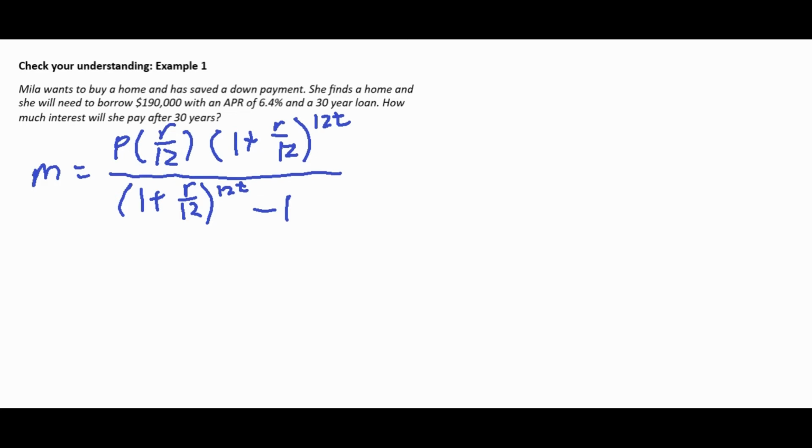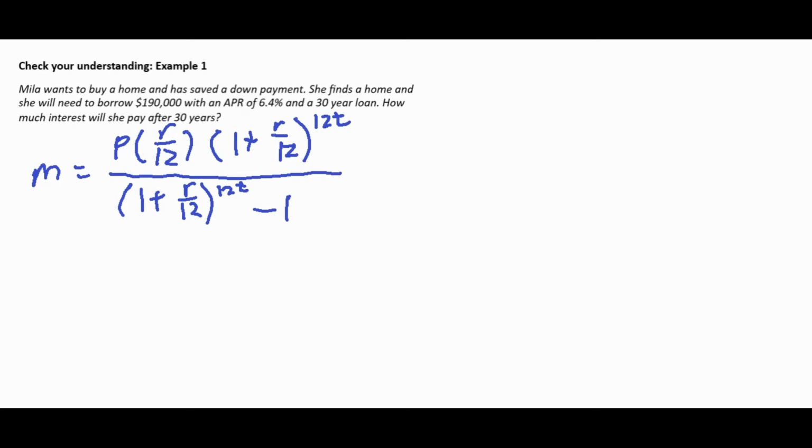Alright, so what we need to do is we need to figure out the monthly payment. So if you look back in chapter 4, they give us this formula. M is equal to P times R over 12 times 1 plus R over 12 raised to the 12t power, divided by 1 plus R over 12 raised to the 12t power minus 1. It's ugly, right?